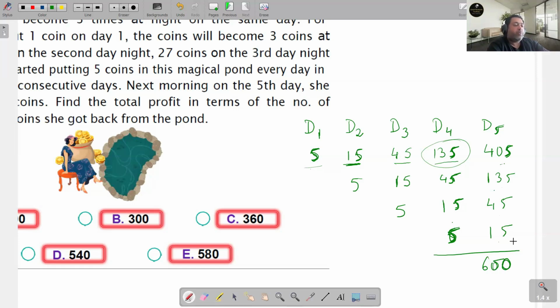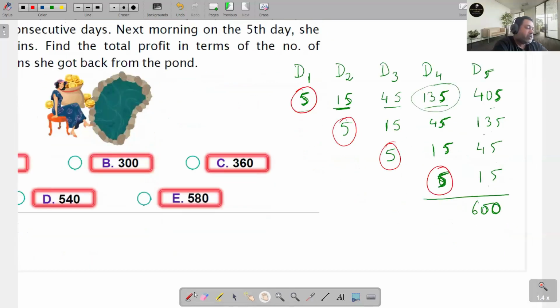Now, how many coins did she put overall? The input coins, as you can see, are these 5 coins, right, every day. On the 5th morning, she did not put any coins. Okay, so the input coins are 5 times 4, which is 20. You subtract that, her total profit is going to be 580 coins, which is option E.